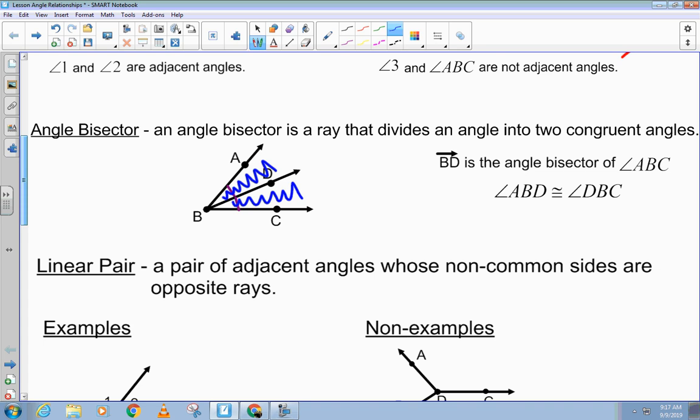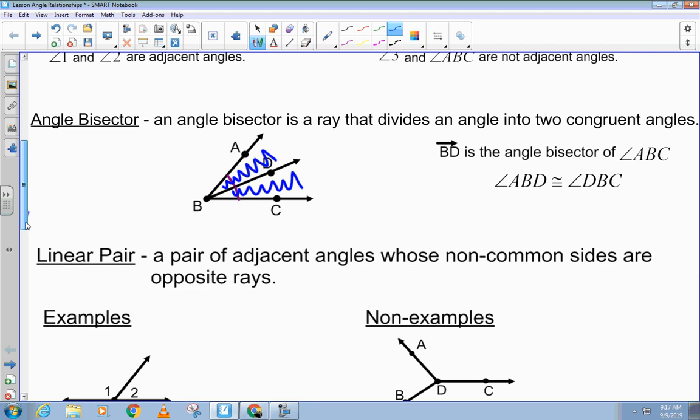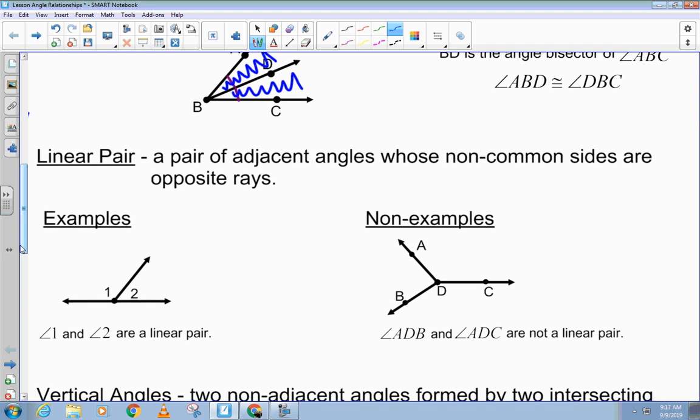Another pair of angles is linear pairs. Linear pairs is when you have a pair of adjacent angles whose non-common sides are opposite rays. What do opposite rays form? A line, right? Hence the word linear pair. So, there are a pair of adjacent angles. Angle 1 right here, angle 2 right here. And see how their non-common side forms a straight line. That is called a linear pair.